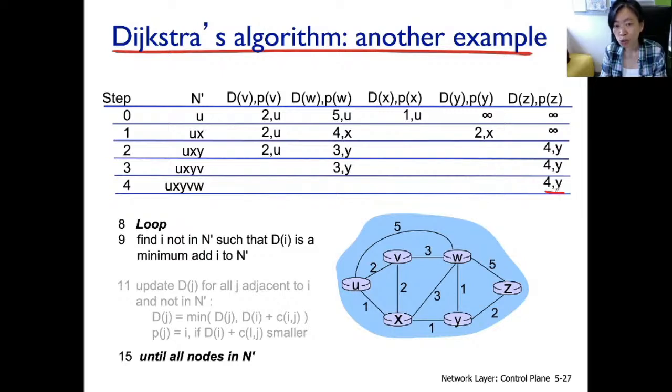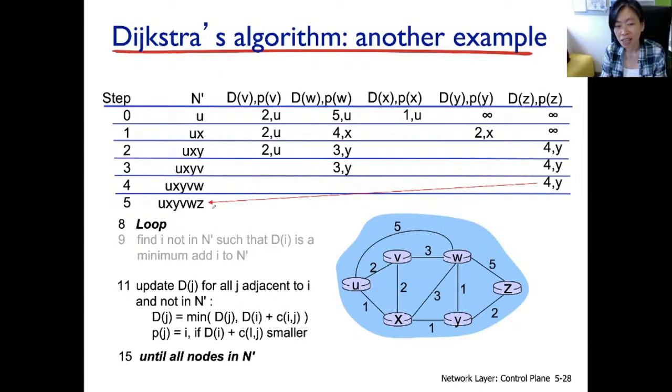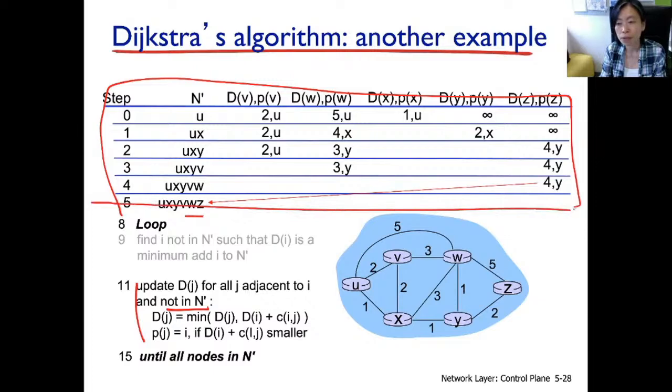And next is to what? Include Z into the n prime set. And that iteration for step 2 is trivial because no nodes are remaining that are not in n prime. And so this is the complete link state derivation table for the second example.